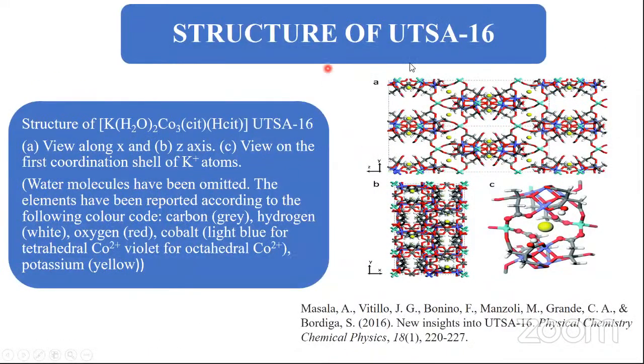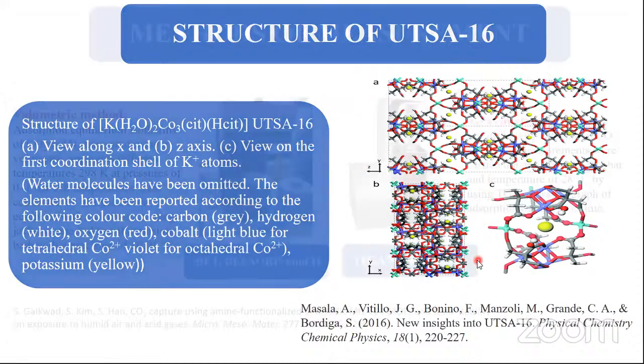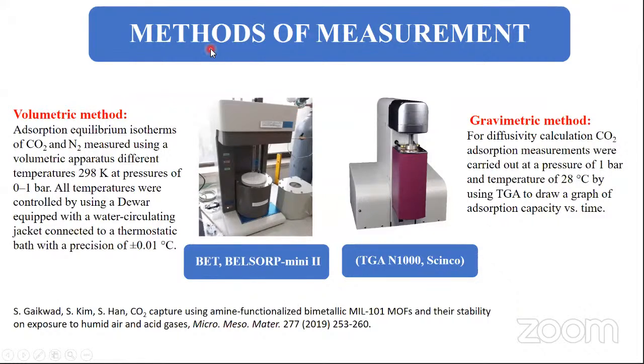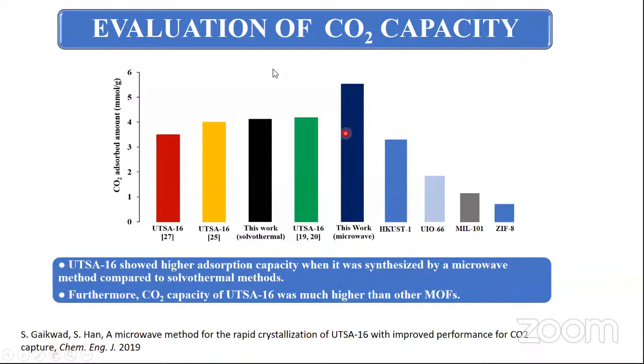This is the crystal structure of UTSA 16 zinc that we made by the microwave method. This is the structure of UTSA 16 cobalt. In our experiments, we are performing CO2 absorption. Generally, we used two methods, the volumetric method and the gravimetric method. In the volumetric method, we used Belsorp Mini 2, and for the gravimetric method, we used a TGA for the CO2 absorption.